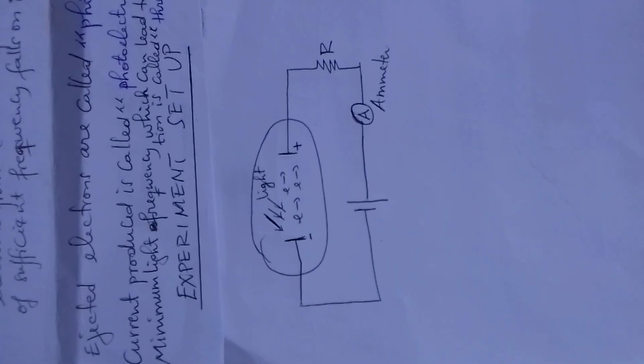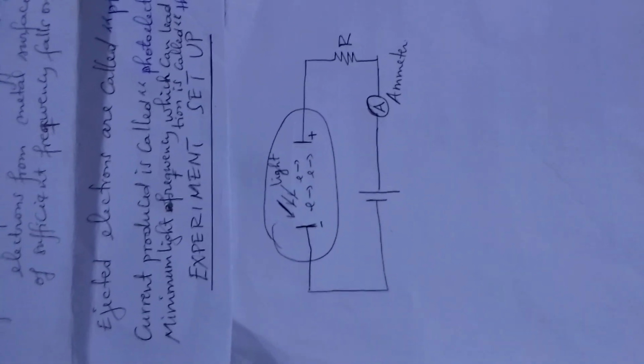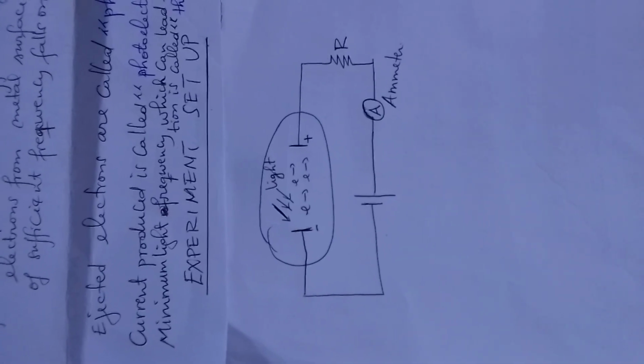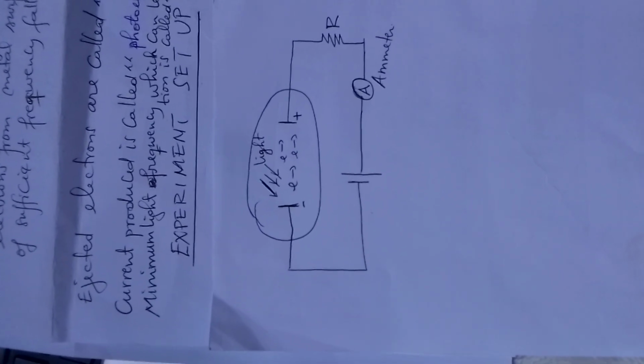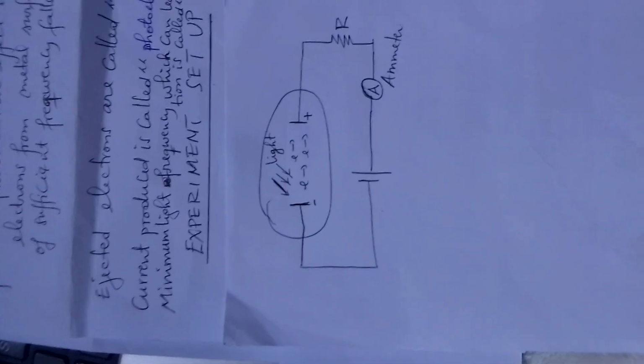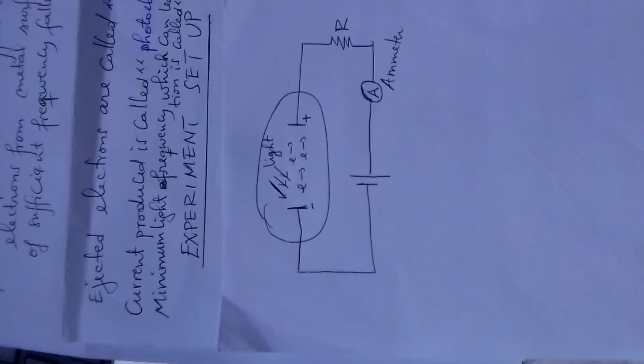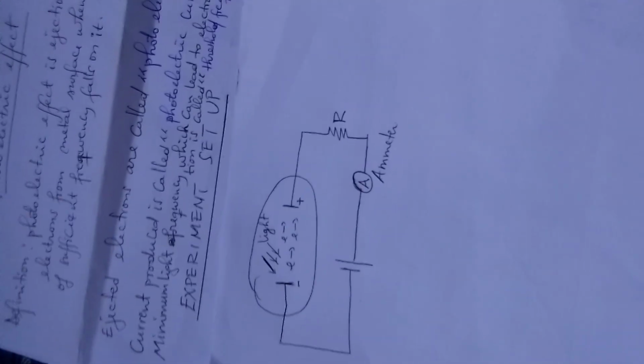And the ammeter, in the absence of light, will mark zero current, but when light is emitted on this cathode, the ammeter will show that we have current flowing through the circuit. As you see, we have a resistance there. The purpose of this resistance is the protection of the ammeter.